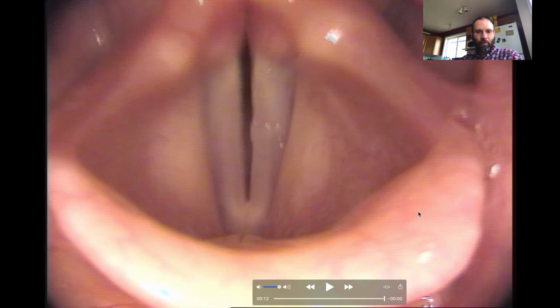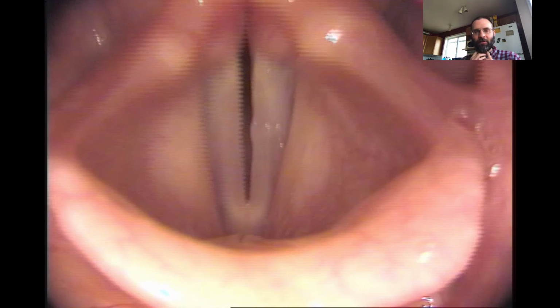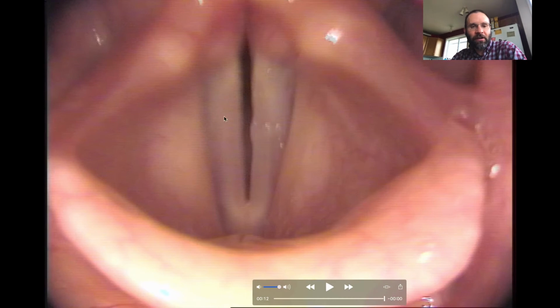So I'll point out a few structures here. So this thing sitting in front, this big arch, is the epiglottis. So it's not really technically part of the larynx, but it's pretty close. That's the thing that kind of folds back down so that food doesn't go through, or drink doesn't go down into your trachea when you're swallowing something, which is important because you don't want to just choke to death every time you eat.